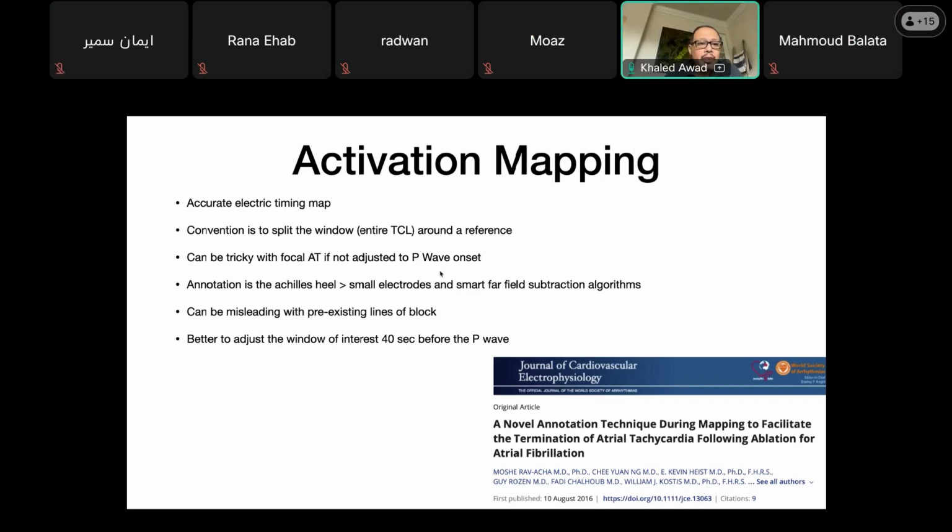So the better way to do it is to set up your window to start 40 milliseconds before the P wave onset. And that begs the question, where does the P wave start? That can sometimes be hard to define, especially in atrial flutter, because by definition, atrial flutter is something where there is not an isoelectric segment. That's sort of the definition of flutter versus atrial tachycardia, though I actually think these classifications are not very helpful because they do overlap.